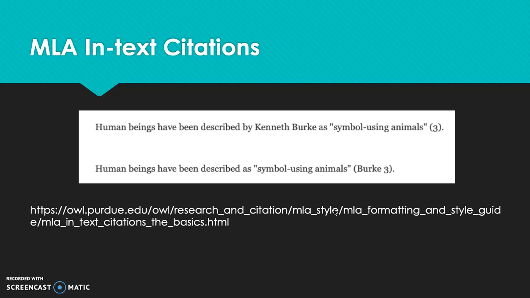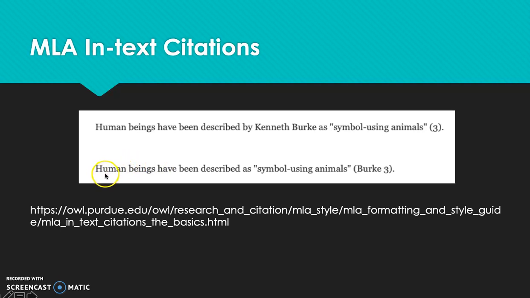the sentence. An example of that would be, human beings have been described by Kenneth Burke as symbol-using animals, parentheses 3, period. Here, Kenneth Burke is the signal phrase as it introduces the source where the information was found. Because you already introduced the author, you don't need to put the author in the parentheses, you just put the page number you found the quote on. However, you don't have to use a signal phrase every time. In fact, sometimes it's better if you seamlessly incorporate the quote into your sentence.